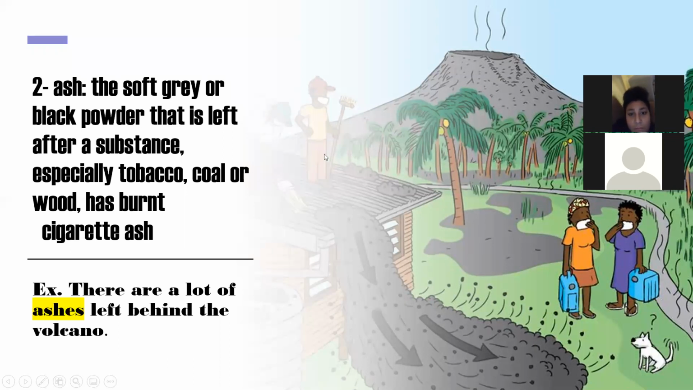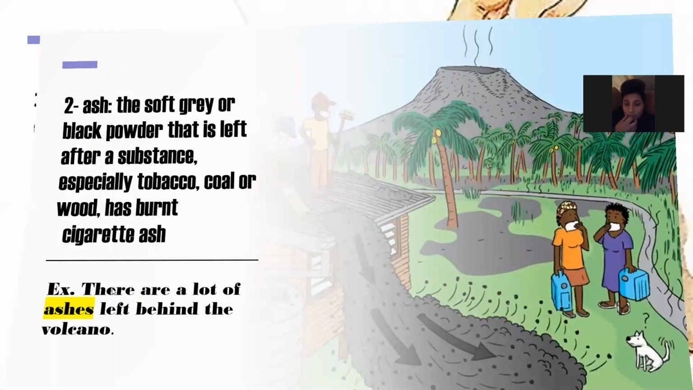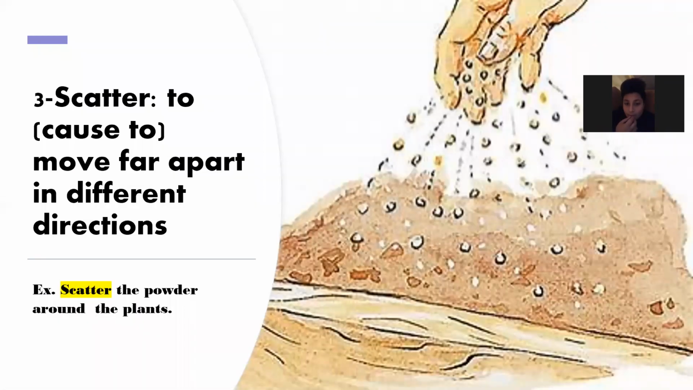Thank you, my dear. So as you see here, the volcano, of course, you're going to find that a lot of ashes are left behind the volcano. So it's called ash. We took it in science. Great. The next word is scatter. Scatter. Who can tell me what's the meaning of scatter?